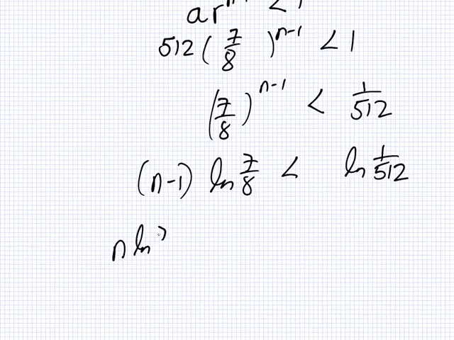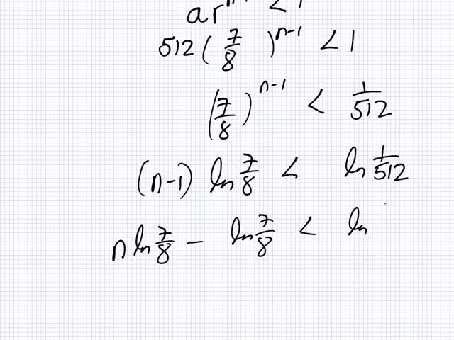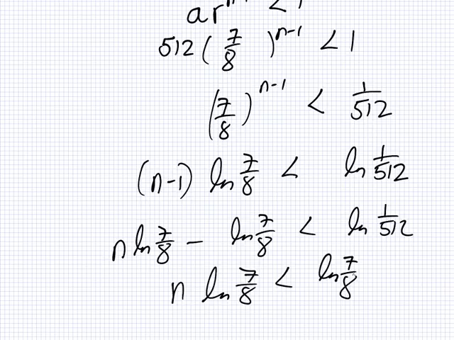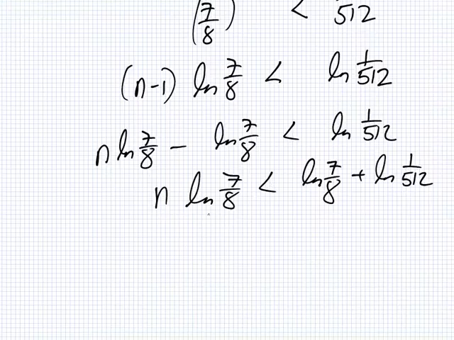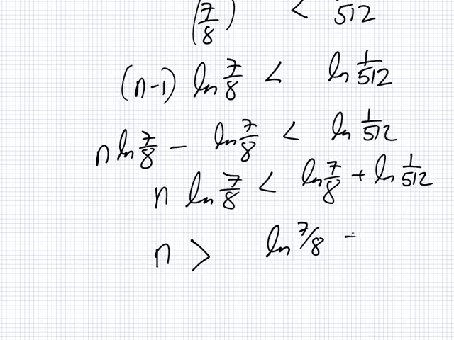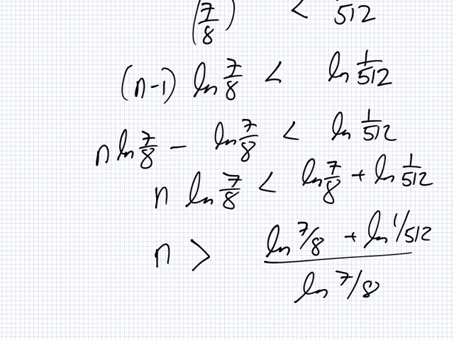N log 7/8 minus log 7/8 less than log 1 over 512. And n log 7/8 less than log 7/8 plus log 1 over 512. And nearly finished. N needs to be bigger than log 7/8 plus log 1 over 512 over log 7/8. Now, why did I flip it? Because log 7/8 is negative.